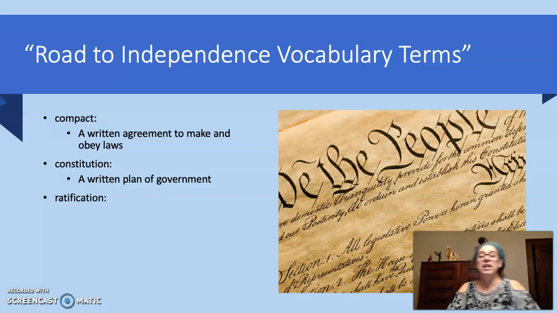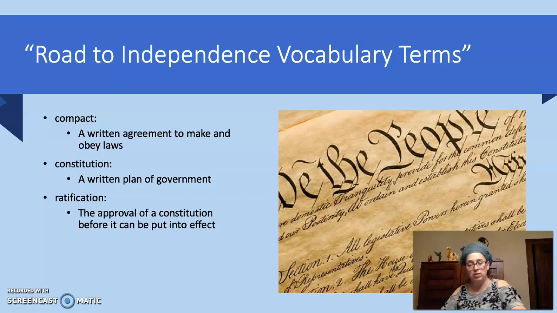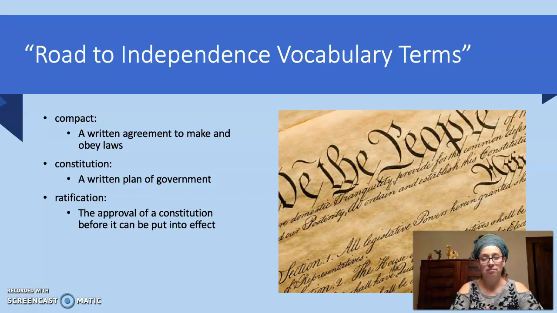That's your next word. Now we have ratification. Maybe when you were reading chapter 4 and doing your worksheet, you ran into this when they explained that anything that needs to pass needs to be ratified, which is the approval of a constitution before it can be put into effect. Ratification is the agreement or the approval of a constitution before it can be put into effect. Ratification.